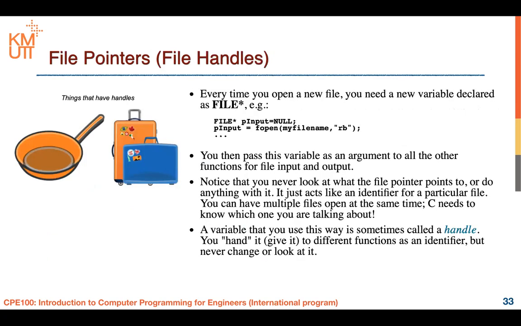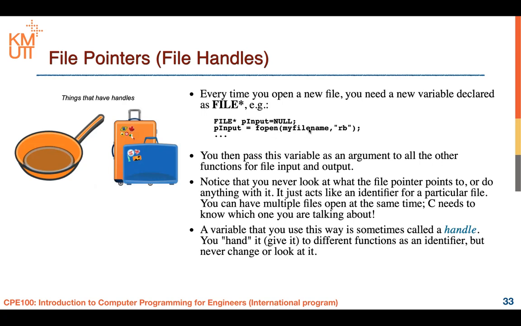So let me go to the detail of the file. For the binary file, if you want to deal with a binary file, first of all, you have to declare it as a FILE. Once again, you can see that this is the capitalized FILE and the asterisk sign, the star sign. p_input is a pointer to the file. First of all, you have to set it to NULL. And then in order to open this file, you can simply use p_input equal to fopen, and this will be my file name.